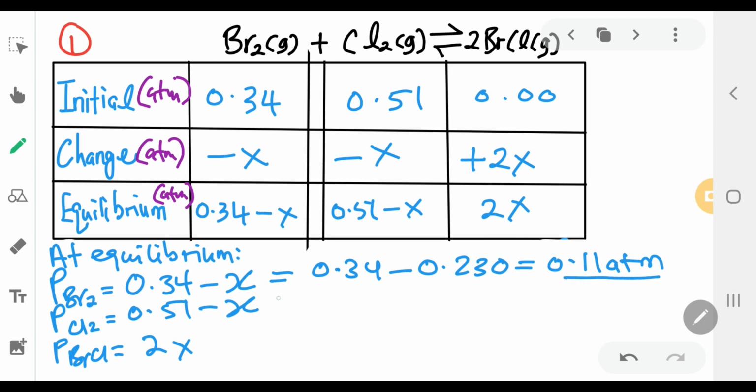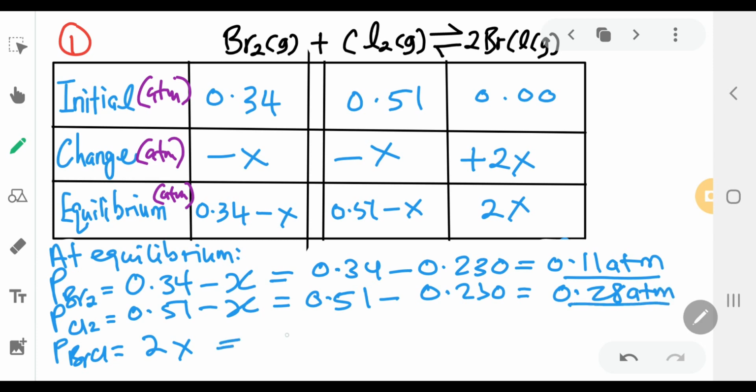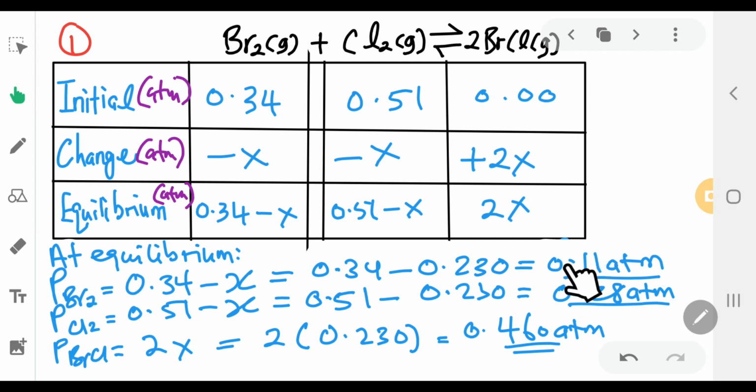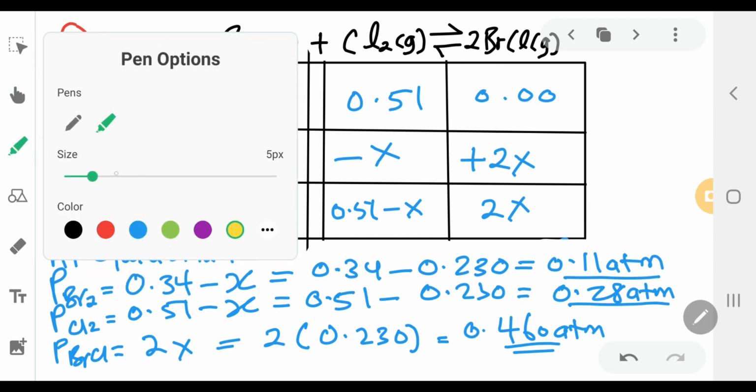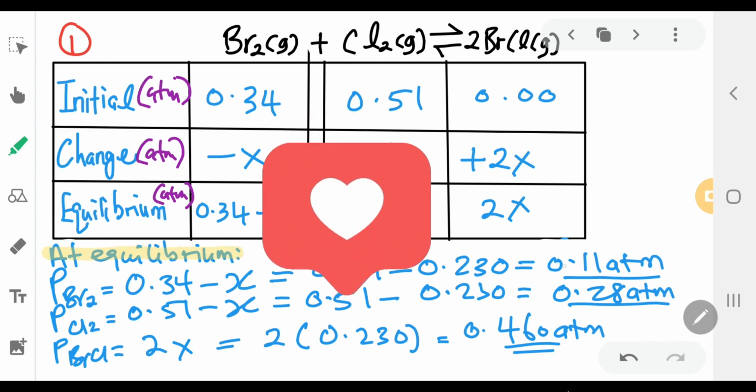Then we get 0.110 atm. Okay, for the other reactant, after it has reached equilibrium, 0.51 minus 0.230 equals to 0.28 atm. And this one, 2 times 0.230, and you get 0.460 atm. These are the partial pressures for all of the gases when they have reached equilibrium.